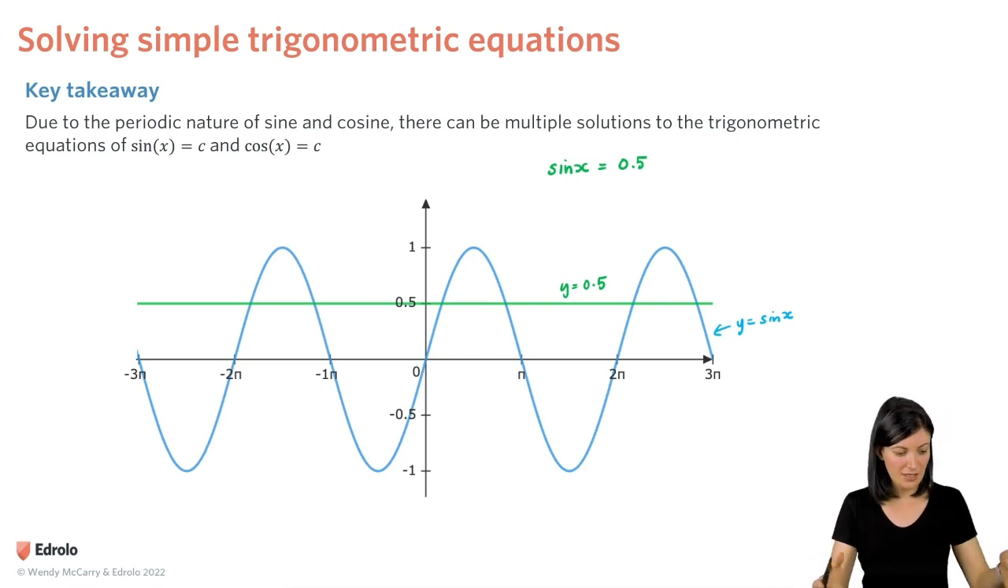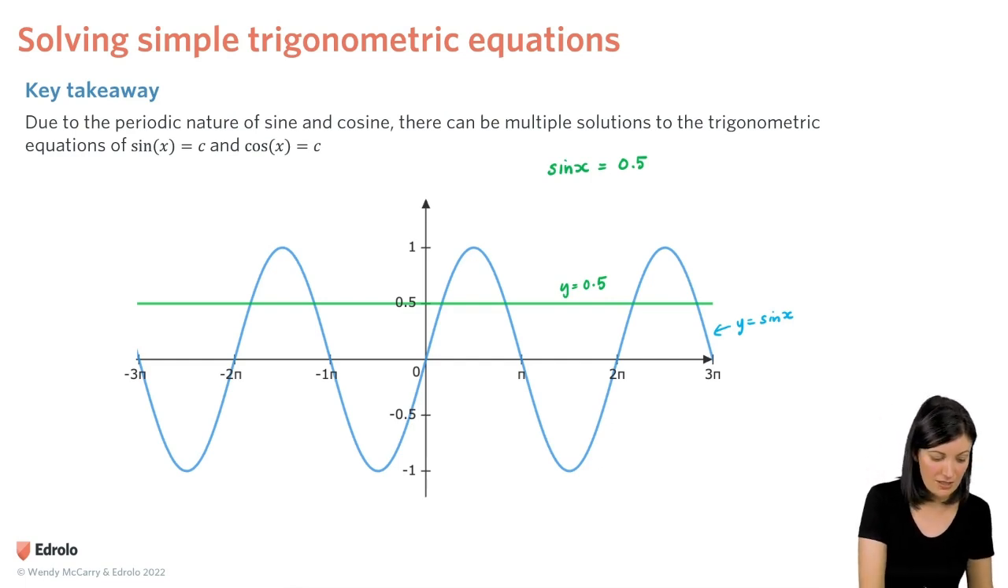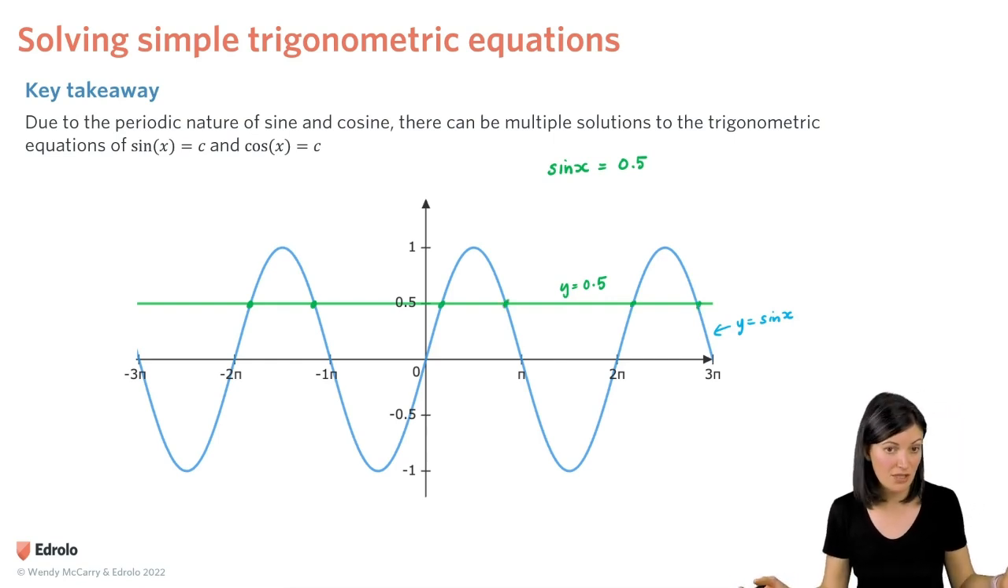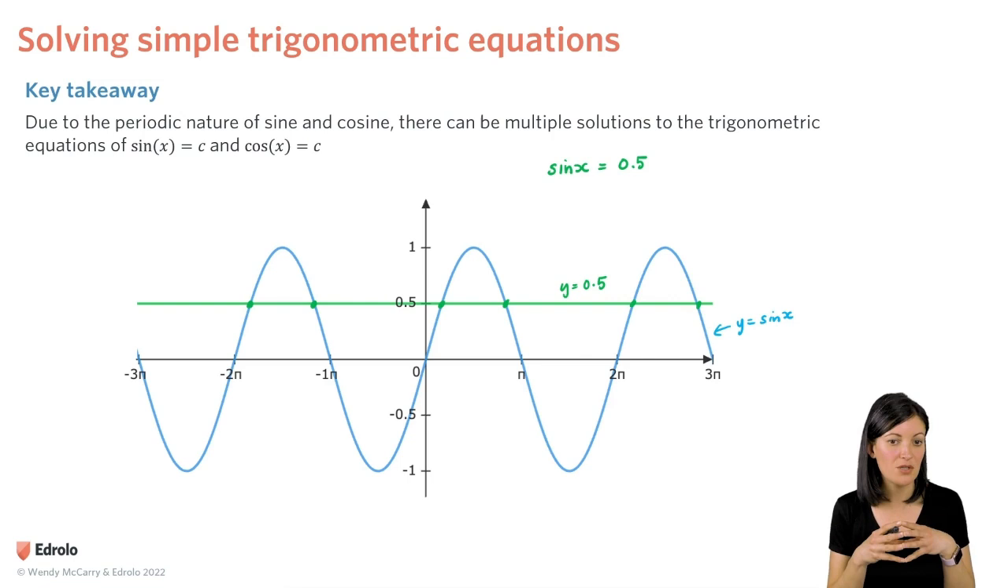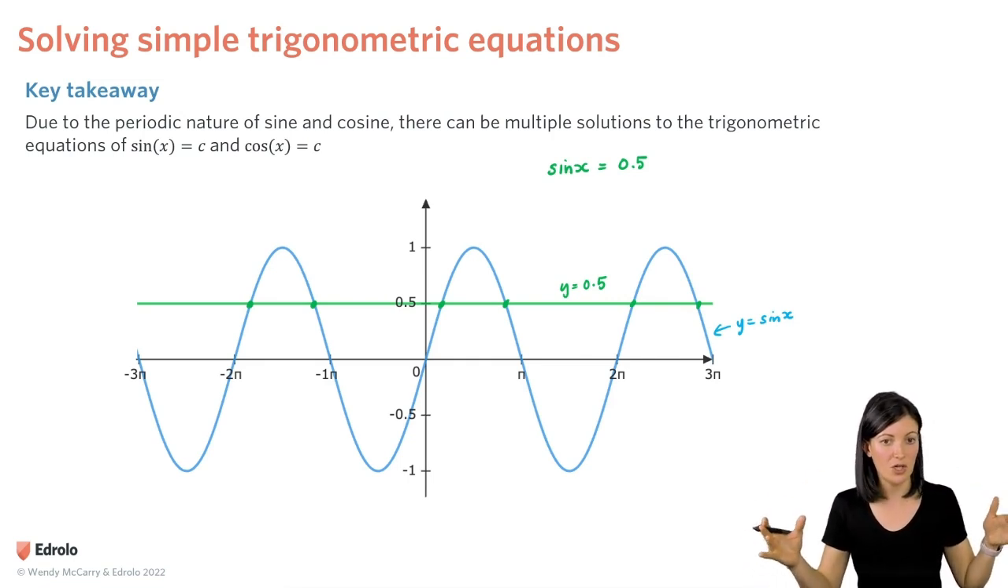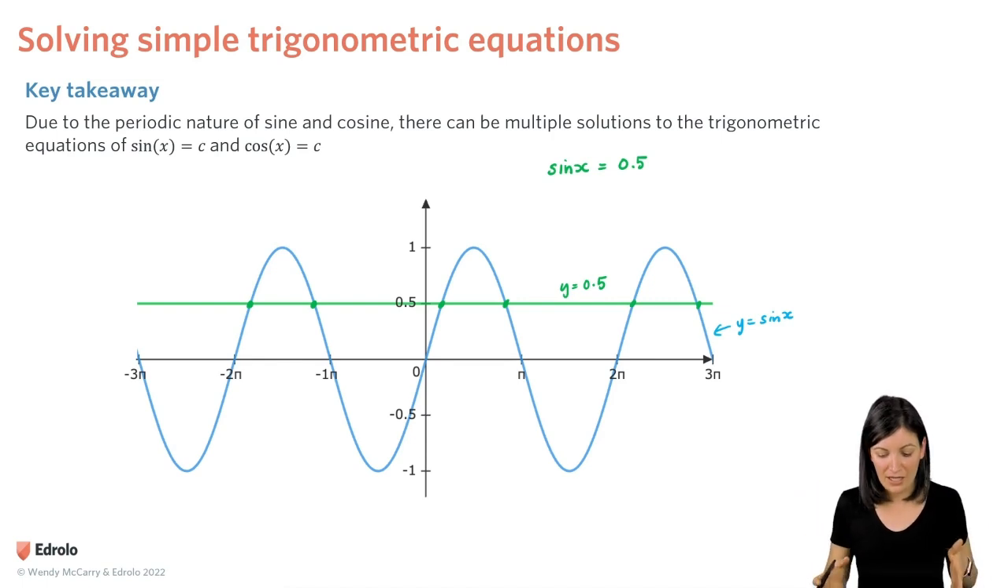And you can see, in this limited domain I have here, from negative 3 pi up to 3 pi, that I have 1, 2, 3, 4, 5, 6 solutions. And if I kept going, I would have more and more solutions, okay? So often what we're going to do is restrict the domain in our trig equations. So you're going to know in what specific domain we are solving for x.